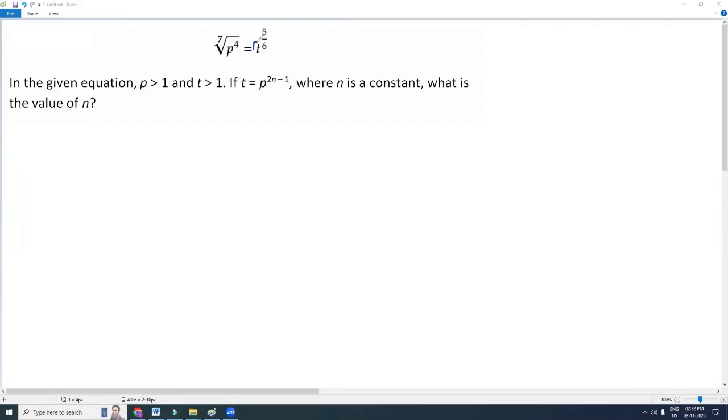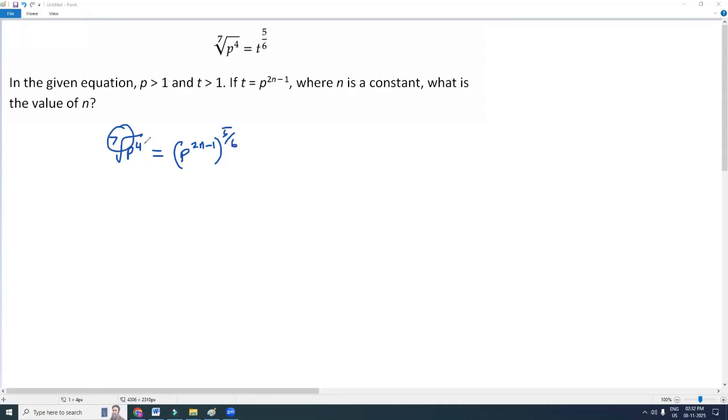2n minus 1 for t over here in the given equation, because t equals p to the power of 2n minus 1. Okay, now let me plug in, then we get 7th root of p to the power of 4 equals, for this t, we can plug in this one, then we get p to the power of 2n minus 1. And we can take this exponent as it is, that is 5 over 6.